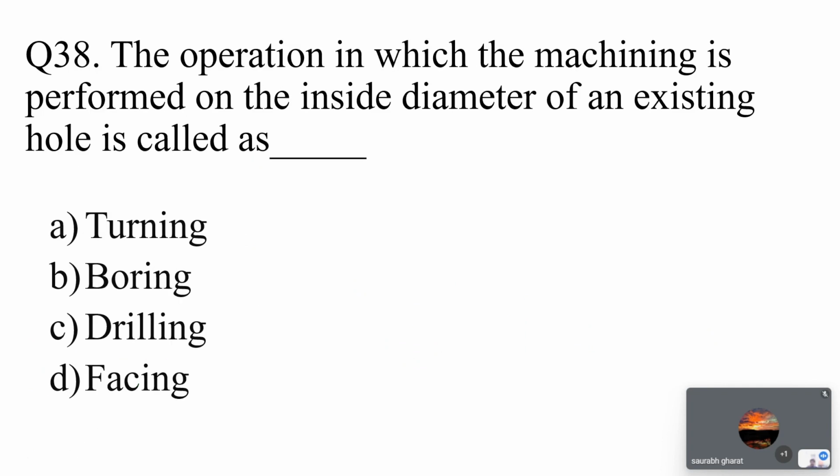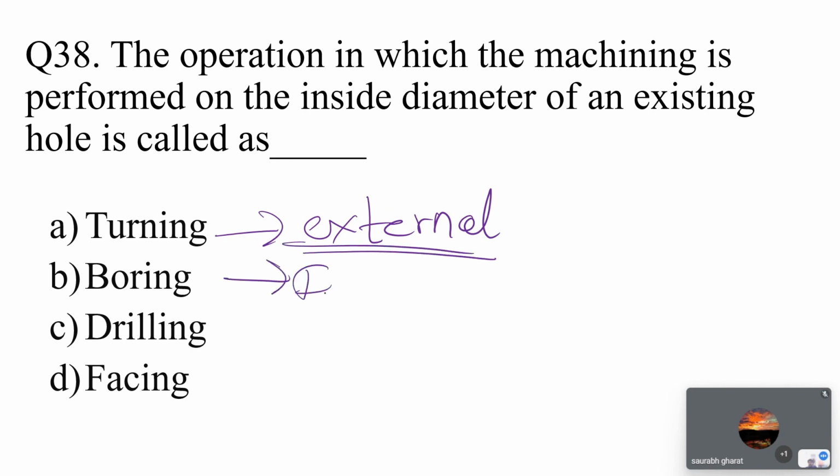The operation in which machining is performed on the inside diameter of an existing hole is called as what? I mentioned previously also, turning is for external. You know this fact. Turning is for external, boring is for internal. And drilling is a bit different and facing is completely different. It is not forming a hole at all. So what is your answer? Boring. So boring is the correct answer.